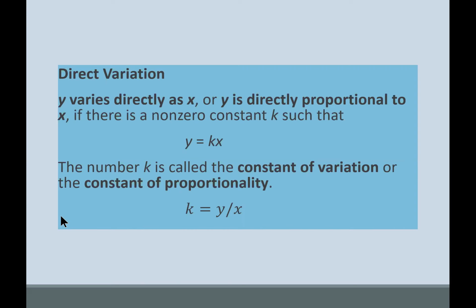non-zero constant k, such that y equals kx. The number k is called the constant of variation or the constant of proportionality. Go ahead and pause and write these two things down. Make sure you label it direct variation.